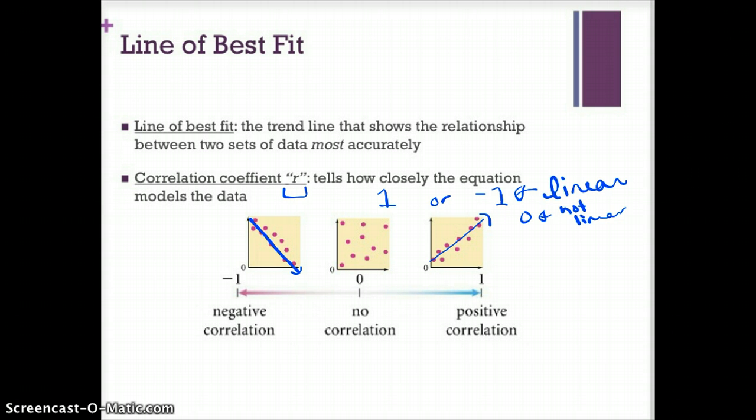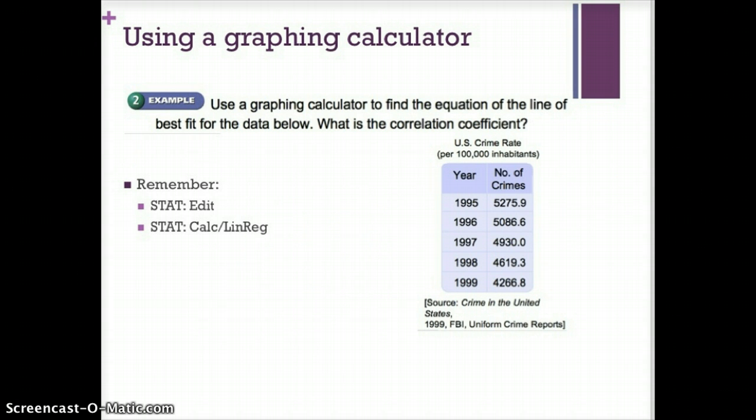We are going to look at some data, and I'm going to show you how to use a graphing calculator to solve this. You're going to use a graphing calculator to find the equation of the line of best fit for the data below, and then figure out what the correlation coefficient is too. I highly recommend you get out your graphing calculator and try this with me, because it's really hard to remember something like this unless you've actually practiced doing it.